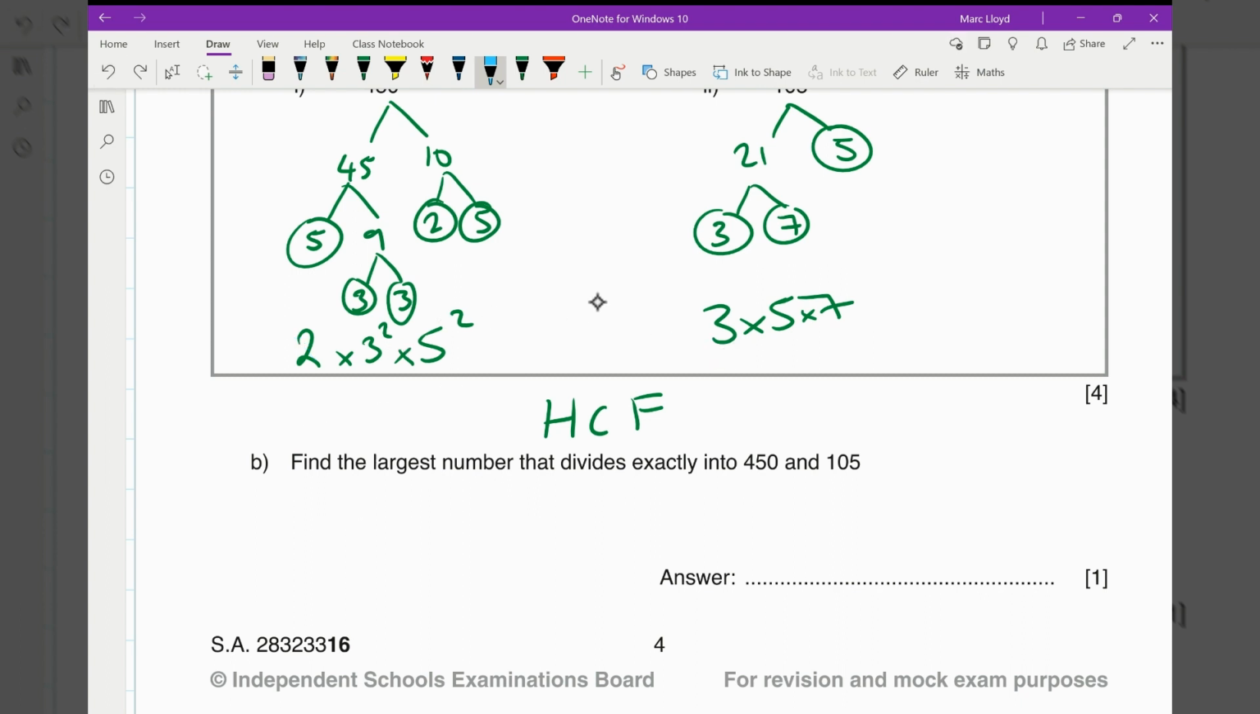The 3, we have a 3, but we've only got 1 3 in each number. And then the 5, we've only got 1 5 as well. Because if I was to write that out, it would be 2 times 3 times 3 times 5 times 5. So 3 times 5 are the only pairs that we've got in both numbers. The 7 doesn't appear in the number on the left. And therefore, 3 times 5 is 15.